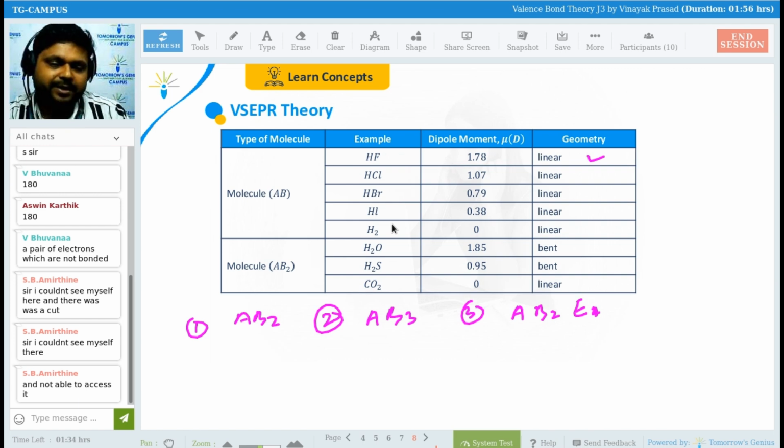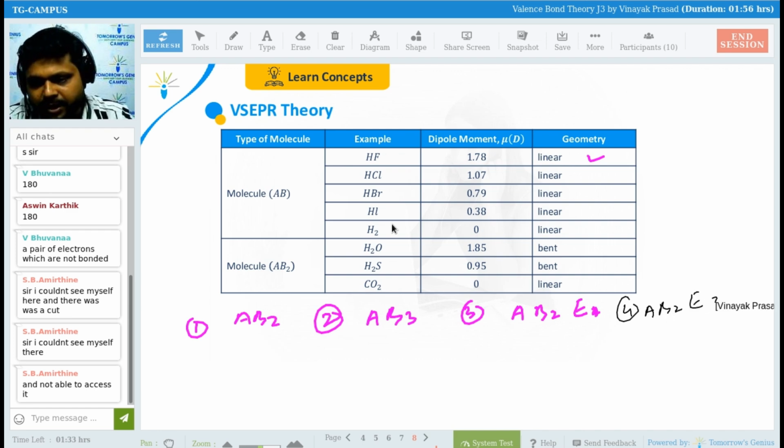We were at the AB2 type, right? If there will be AB2 type, AB3 type, AB2E1 type, what are these? Can you please tell me that? Yes, so what are these? AB2 type, AB2E1 type, then AB2E2 type.